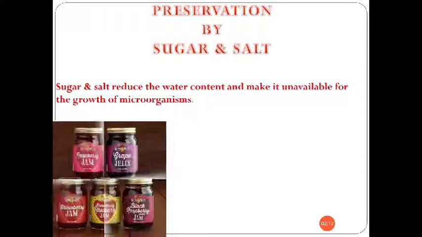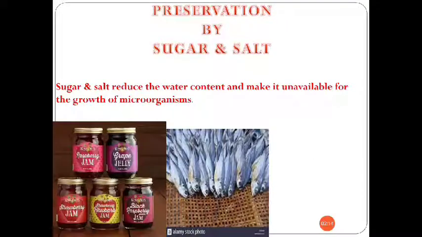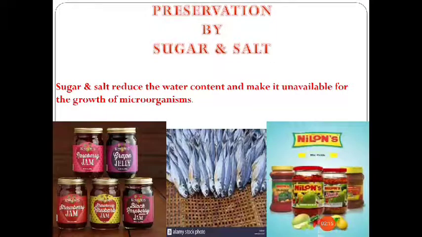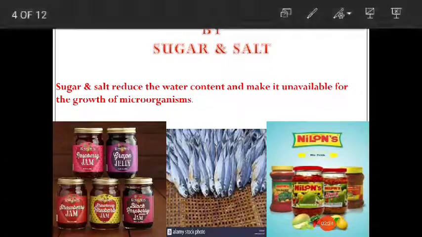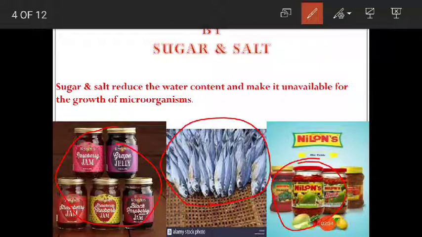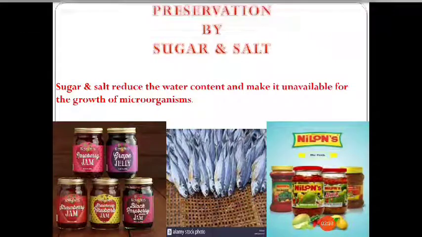Next method of preservation is by sugar and salt. Sugar and salt reduce the water content and make it unavailable for the growth of microorganisms. So you can see jams, pickles, jellies, not only that, meat, fish, they all are being preserved by this method.